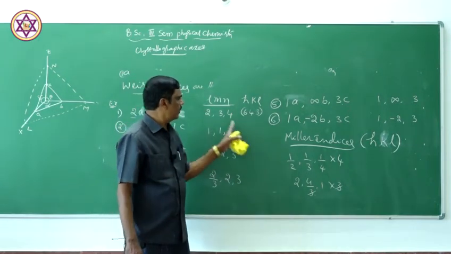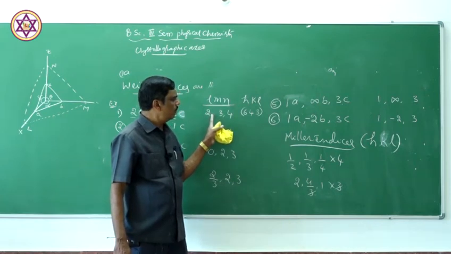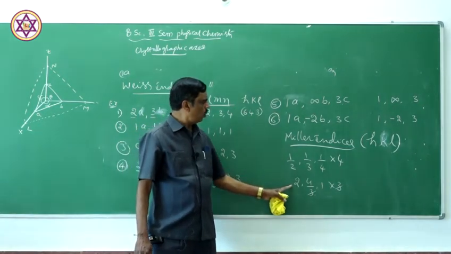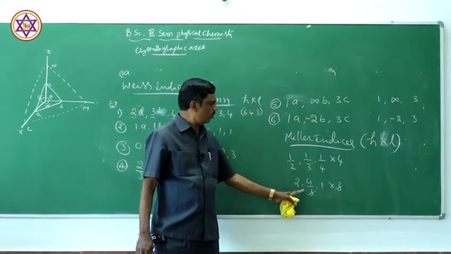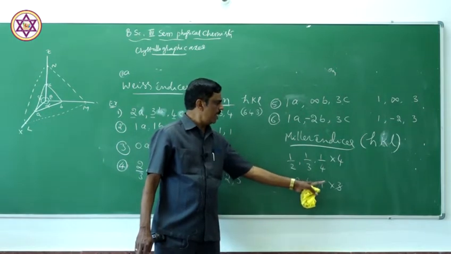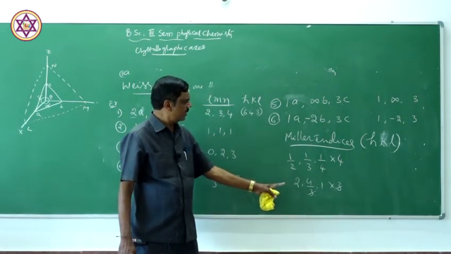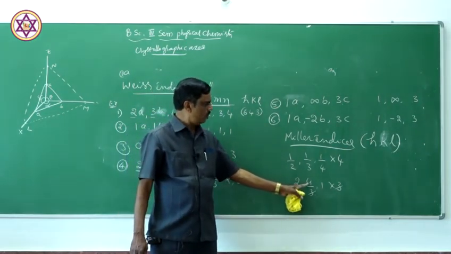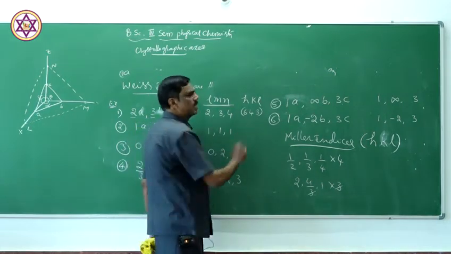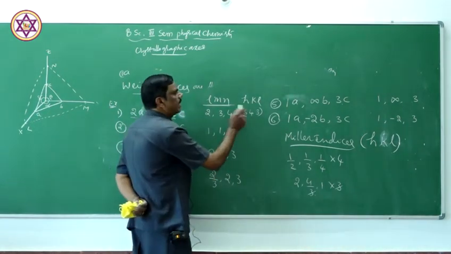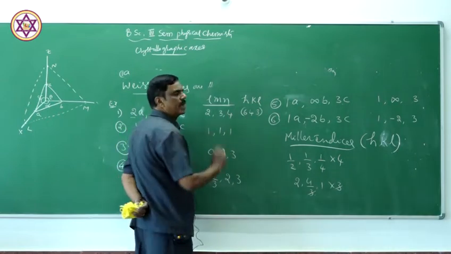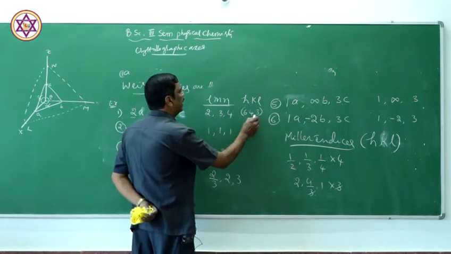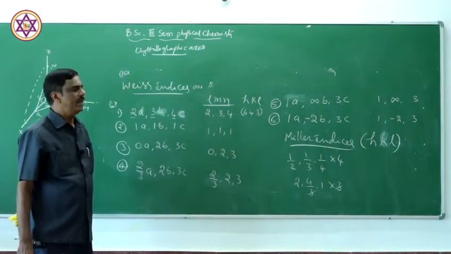You take the reciprocal of this: 1 by 2, 1 by 3, 1 by 4, and you multiply that by 4. What you will get? 4 by 2 is 2, this is 4 by 3, this is 1. Again you convert that into whole numbers, multiply by 3, what happens? This becomes 3 into 2, 6, 4 and 3. 6, 4, 3 is the Miller indices. While writing the Miller indices, don't separate them by comma, you just write continuously inside a small bracket. This gives you the Miller indices.